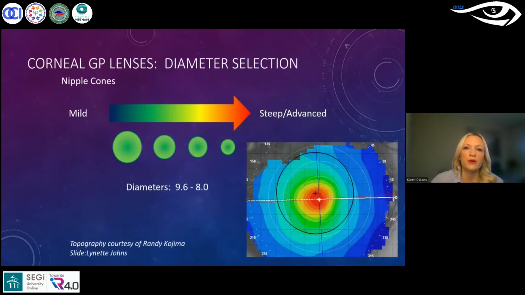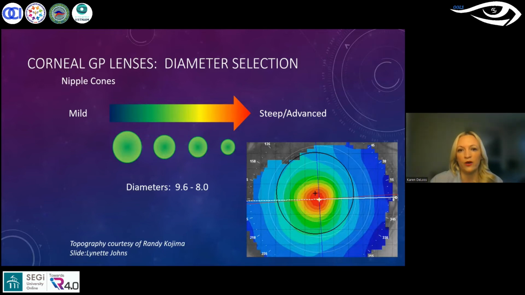So for corneal gas permeable lenses, diameter selection is based on the severity of the keratoconus. With mild cones, you're usually going to have a larger diameter lens. For steeper cones, you're going to go a bit smaller so that you're honing in right over the apex of the keratoconus. Again, this slide is just going through mild, bigger; more advanced, steep. And again, those proprietary fitting sets are reflective of this.